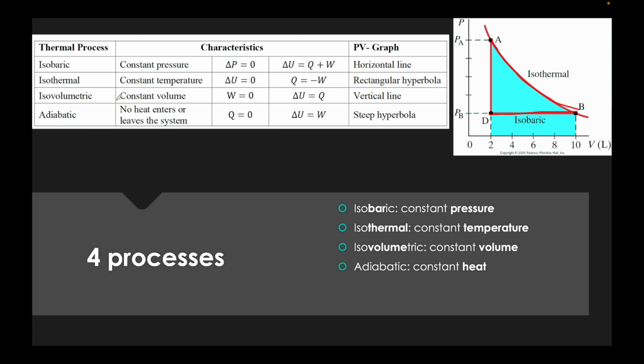Isovolumetric means the volume doesn't change. So the work done will be 0, because work is pressure times volume, which we'll talk about very soon. The work done will be 0. So all of the energy will simply be the heat. And that would be a vertical line going like this. So if it's got a vertical line, this is isovolumetric.